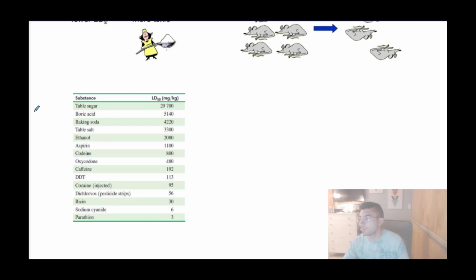But some of the problems we looked at, let's say that we had a 150-pound person, and you wanted to figure out how much of a substance was toxic for them. So let's look at something like ricin. The LD50 for ricin is 30. Remember, the units here are milligrams per kilogram. So it's 30 milligrams of ricin for every kilogram of body weight of the person for it to be lethal. So it depends on the body weight. The more you weigh, the more of a substance you can handle.